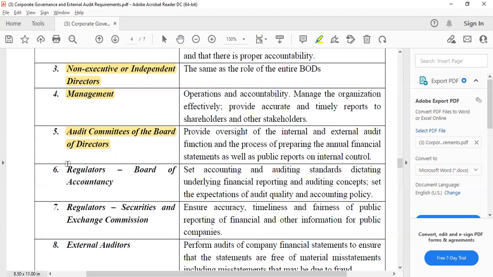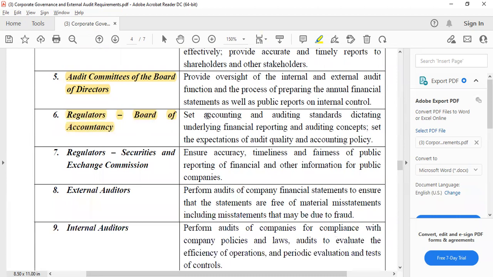So another party involved in corporate governance are our regulators. This time, the Board of Accountancy. The BOA sets accounting and auditing standards, dictating underlying financial reporting and auditing concepts. The BOA also sets the expectation of audit quality and accounting policy.